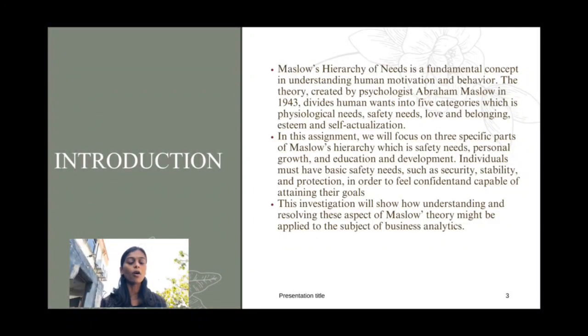Introduction. Maslow's hierarchy of needs is a fundamental concept in understanding human motivation and behavior. The theory, created by psychologist Abraham Maslow in 1943, divides human wants into five categories: physiological needs, safety needs, love and belonging, esteem, and self-actualization.